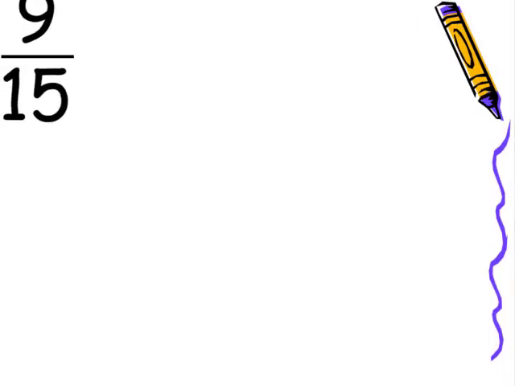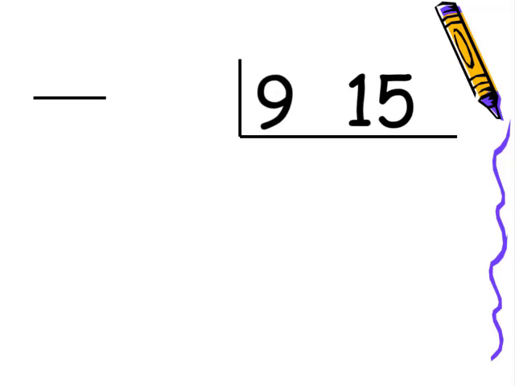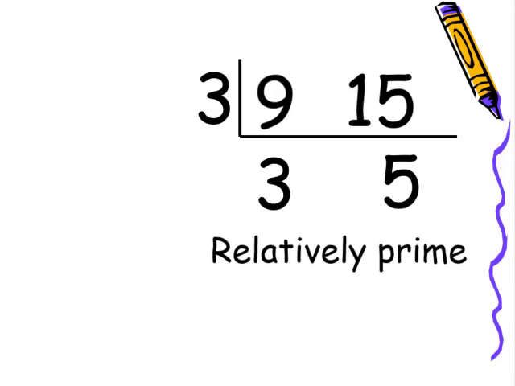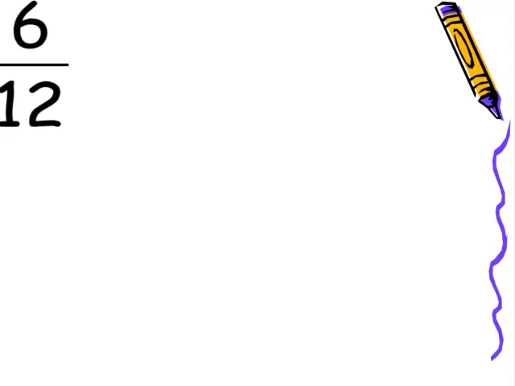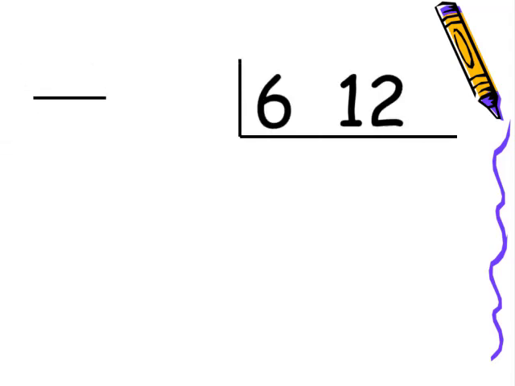Let's take a look at another example. 9 and 15. What number divides 9 and 15 evenly? 9 divided by 3 is 3. 15 divided by 3 is 5. 3 and 5 are relatively prime, so our reduced fraction is 3 over 5. Let's take a look at 6 over 12. What number divides 6 and 12 evenly?